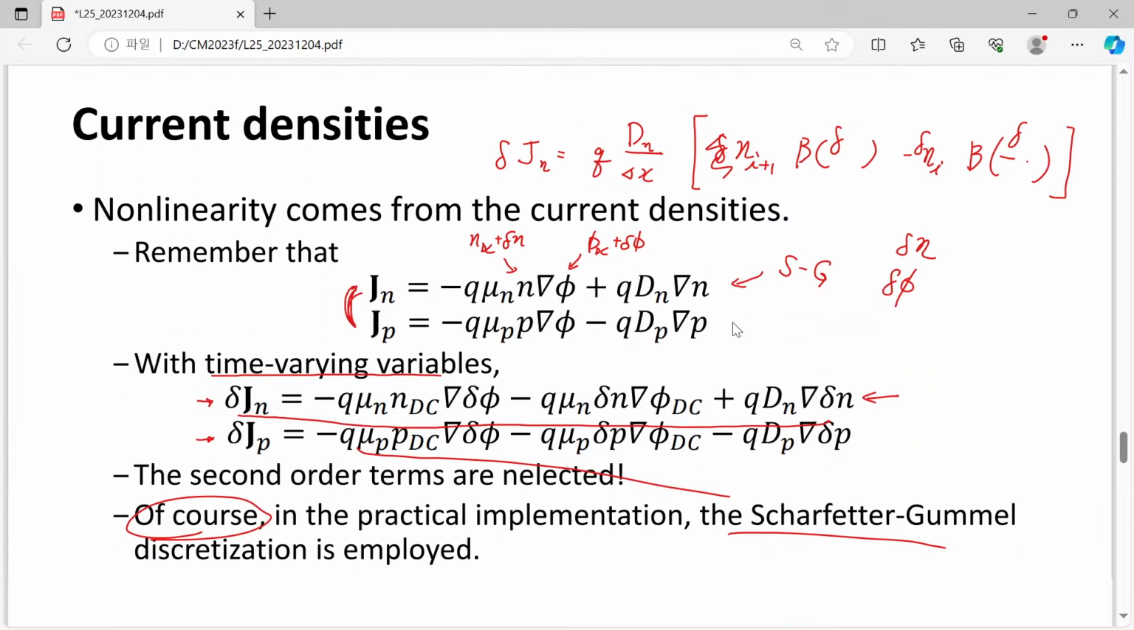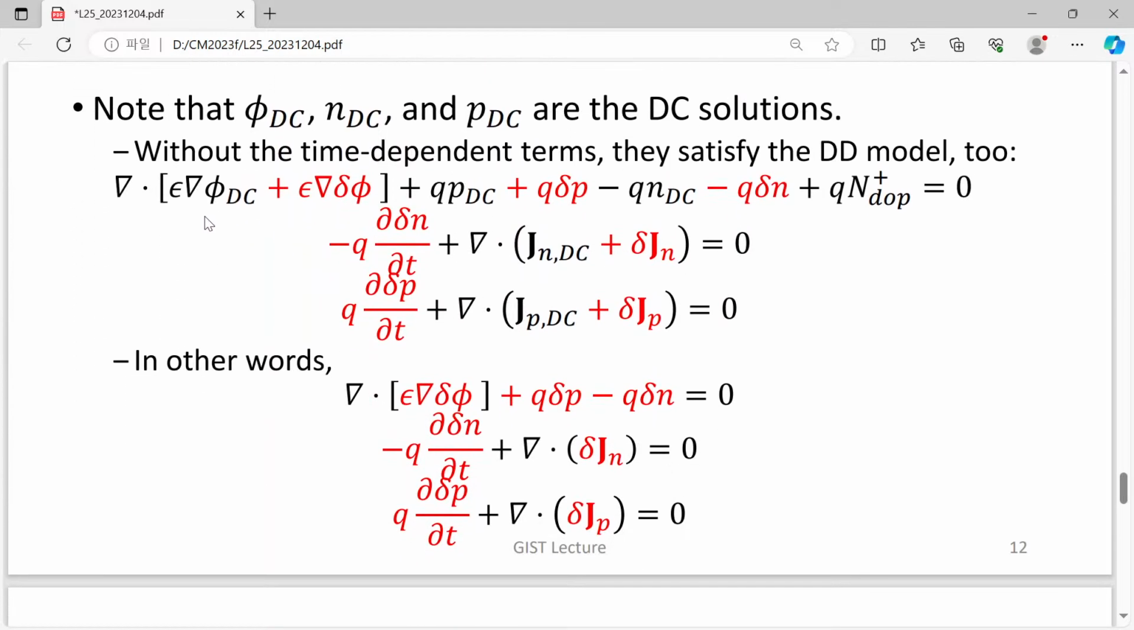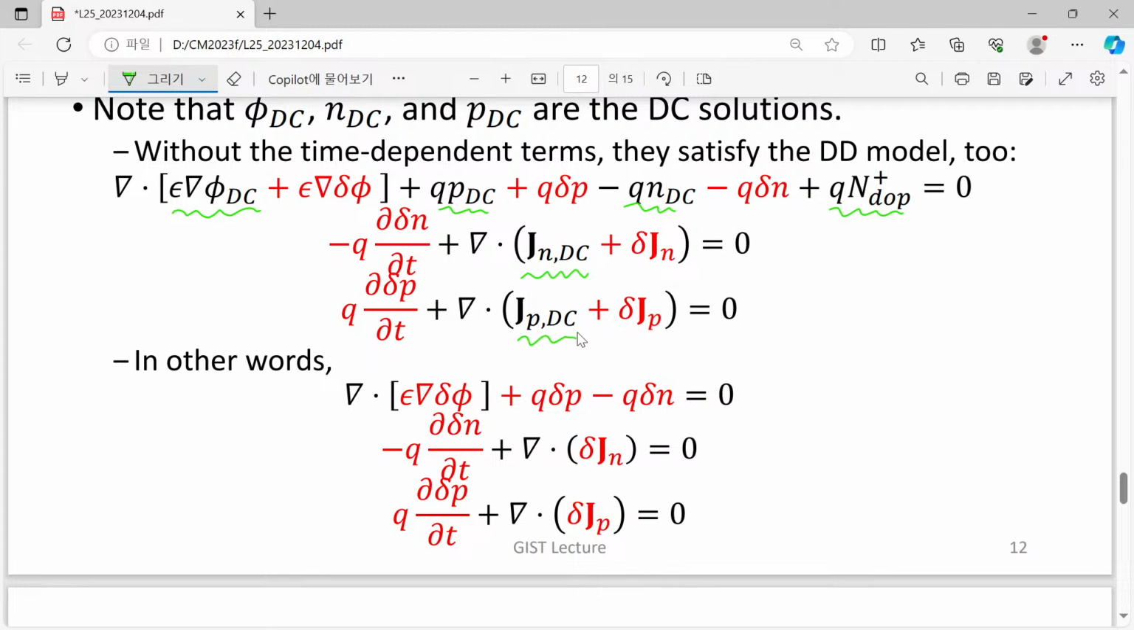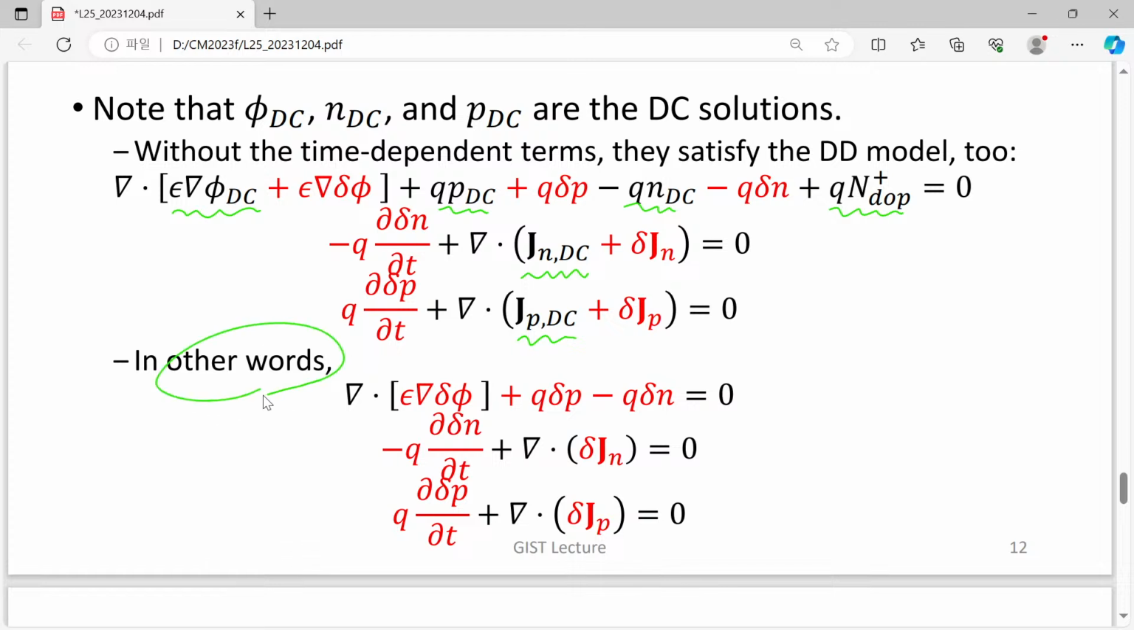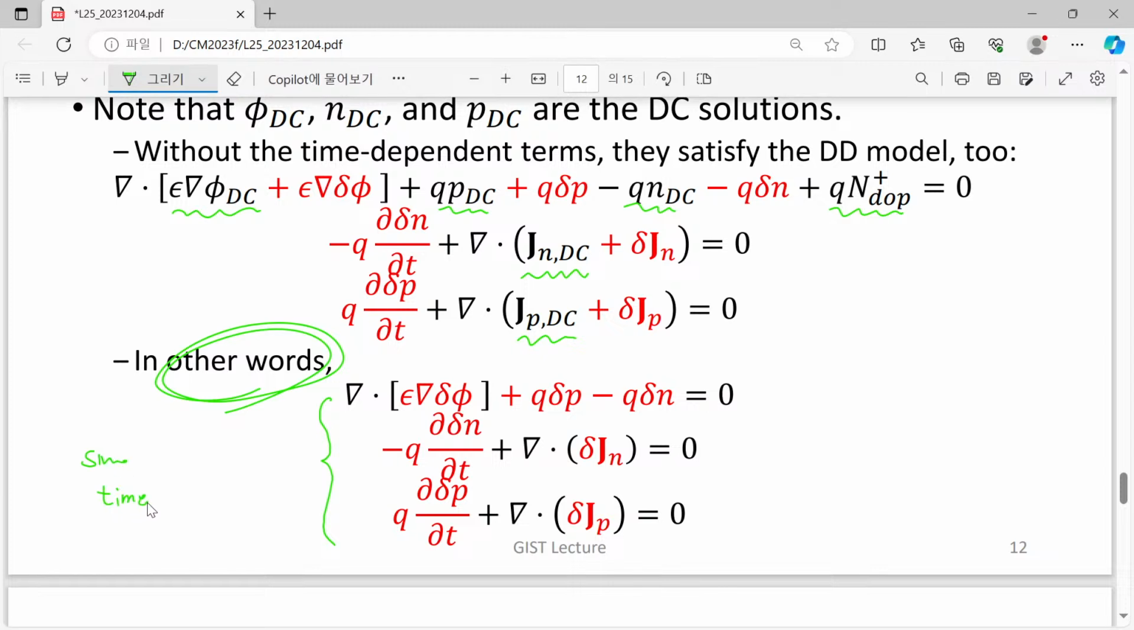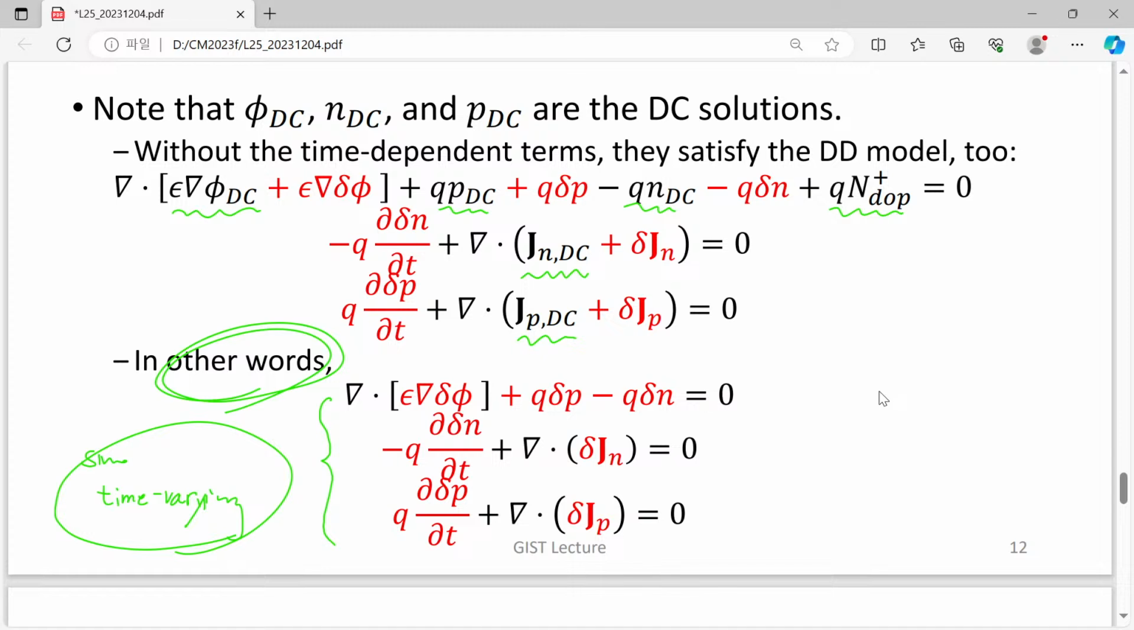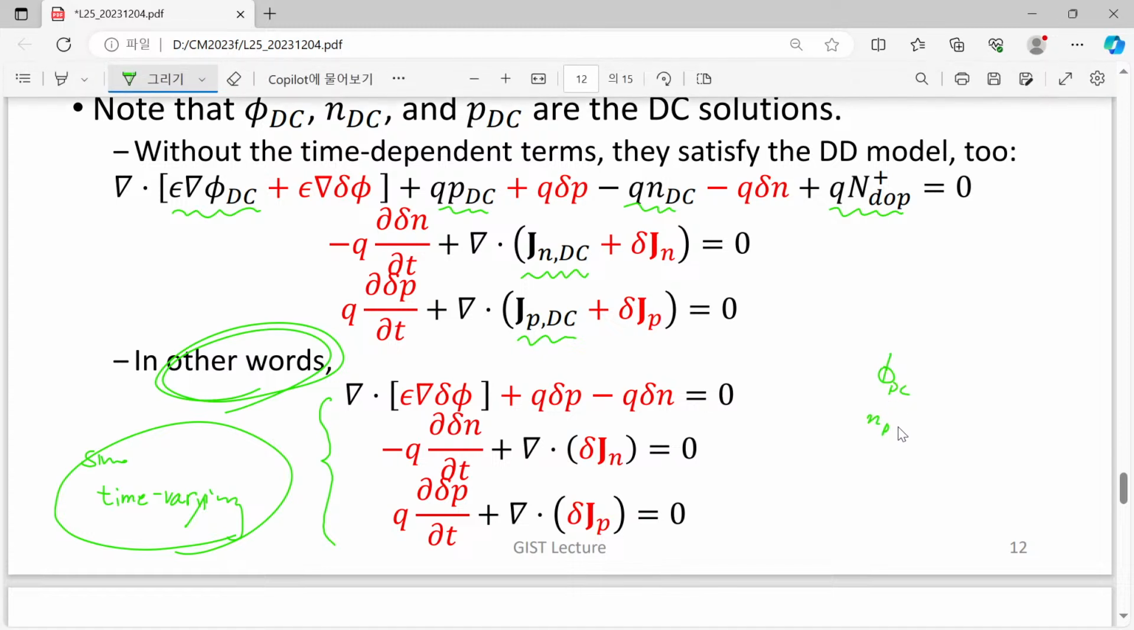So now you can say that these components, when they are summed, vanish. Also, this one vanishes. Simply speaking, if we neglect the terms from the DC contribution, the equation only for small signal, or only for time varying quantities, is simply given in this way. Please note that here we don't have an explicit dependence on your phi DC, n DC, and p DC. They are hidden. Where can you find their dependence?